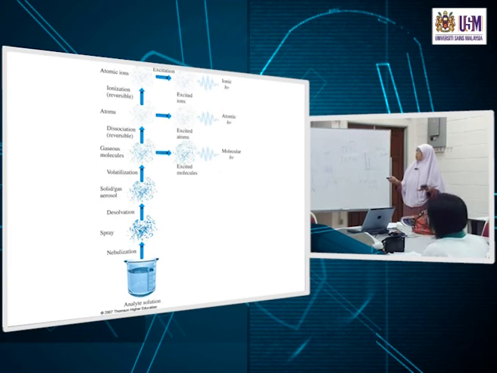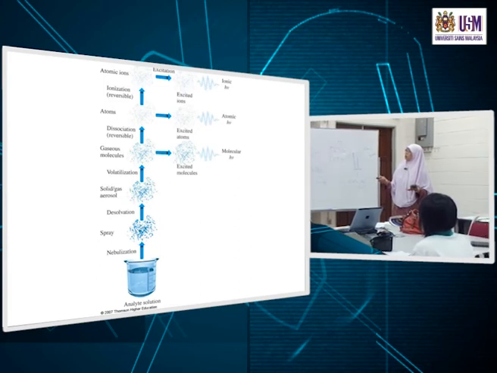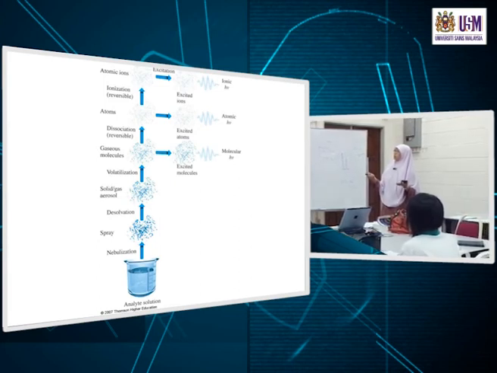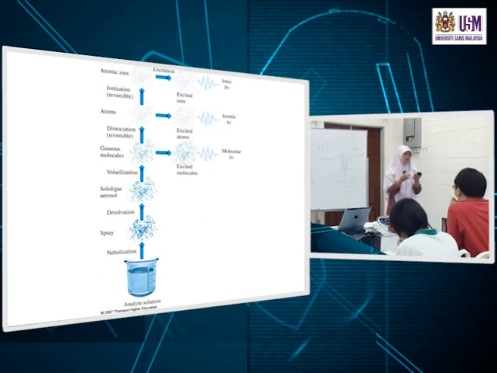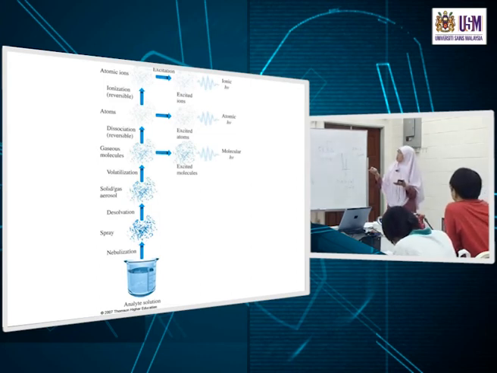Those that make it up into the flame will then undergo desolvation, evaporation, volatilization, etc., which becomes molecules. Molecules dissociate into atoms. So all these terms, please use them correctly. Molecular species will dissociate to become atoms. And some of the atoms, if the energy in the flame is enough to ionize them, will ionize. If it's not enough, they won't form ions. Okay, so this is the process.